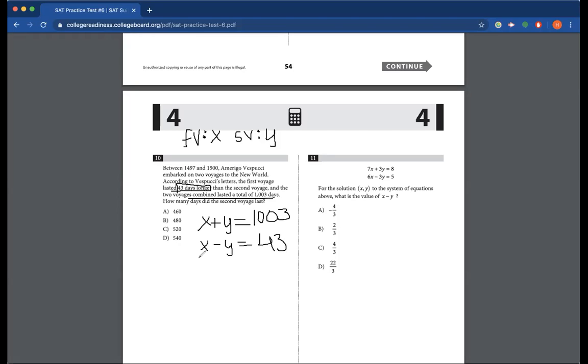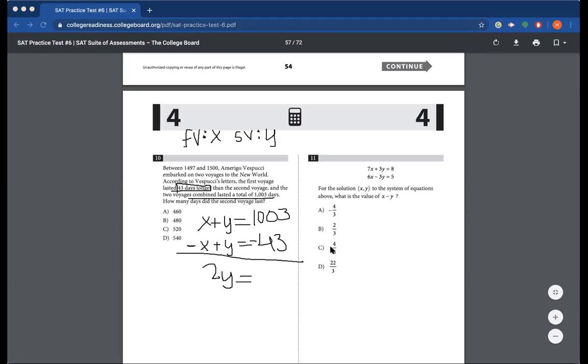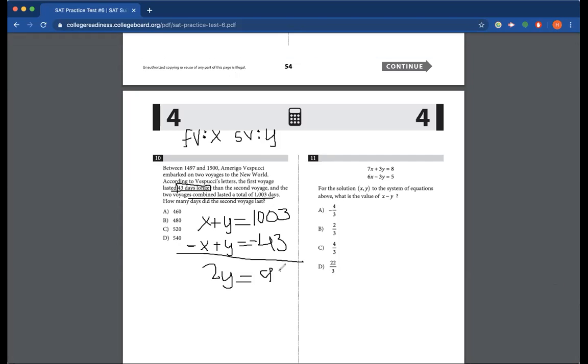Now I have to solve the system of equations. If I solve this, I'll be solving for X, but I want to solve for Y. So I multiplied the bottom equation by a negative. Then I added them together. So the X's cancel out, and I got 2Y equals 960. And then you do 960 divided by 2, which gives you 480. Did you get that for number 10?